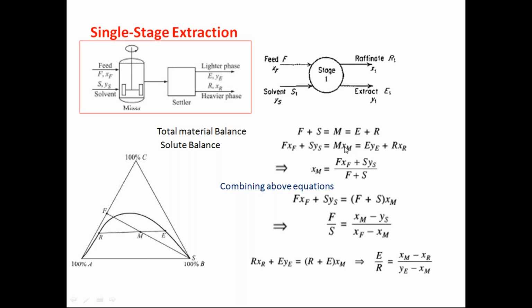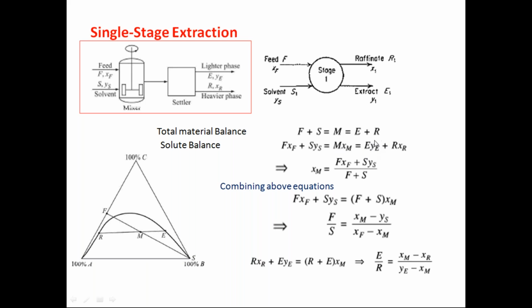So M xM, how do you calculate the xM? xM can be calculated as feed into the feed composition plus solvent into solvent composition, divided by M, which is the combination of the feed quantity and solvent quantity, the weight of the feed plus the weight of the solvent. So you will get the xM. So xM is the concentration of the solute in a heterogeneous phase. This heterogeneous phase cannot be stable for a longer period because it will divide into the E phase and R phase. Then this is another equation which can be generated.